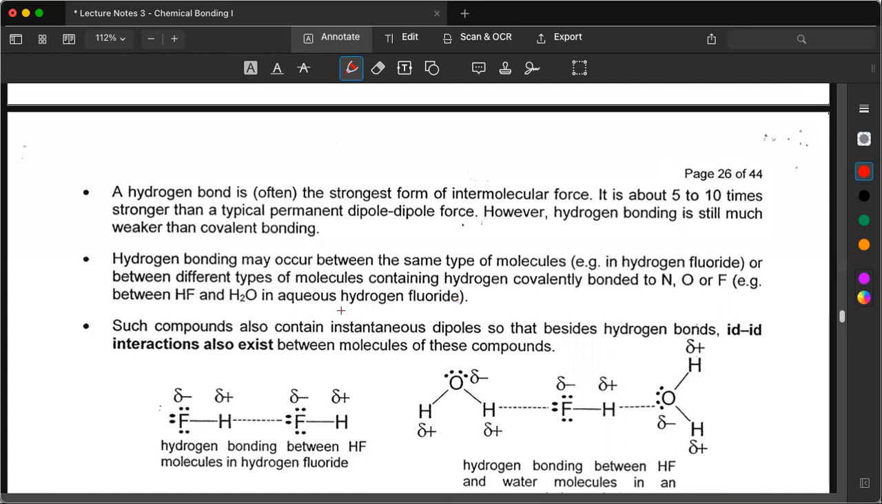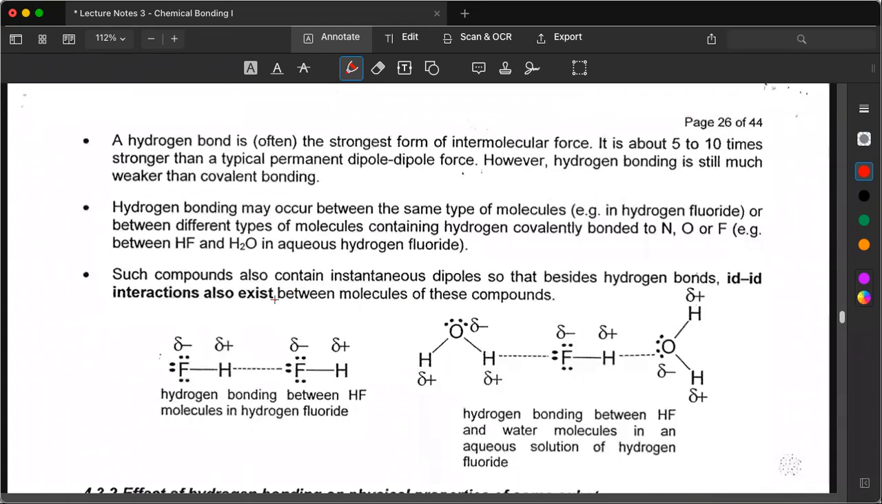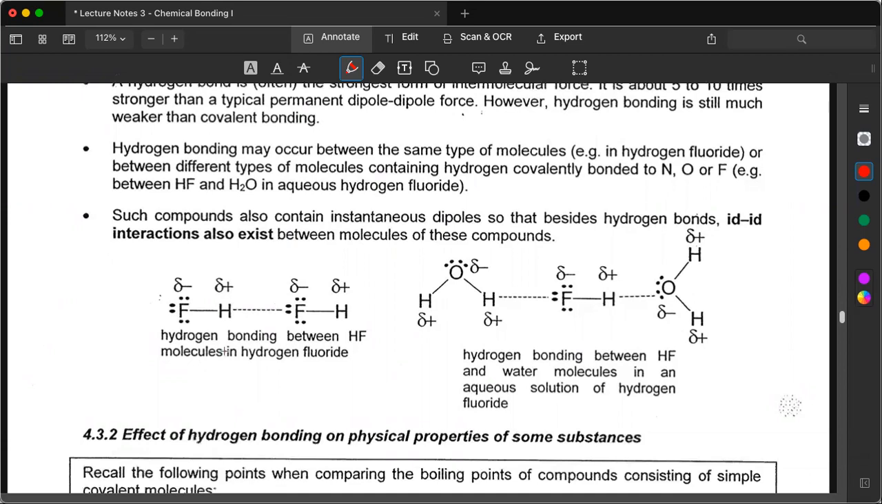O, or F. Such compounds also contain instantaneous dipole, so that besides hydrogen bond, ID-ID interactions also exist between molecules of this compound. So it doesn't mean that this molecule has hydrogen bond, it has no ID-ID. No, it also has ID-ID. And sometimes the ID-ID could be more significant, all right? So between HF and HF, we have hydrogen bond.